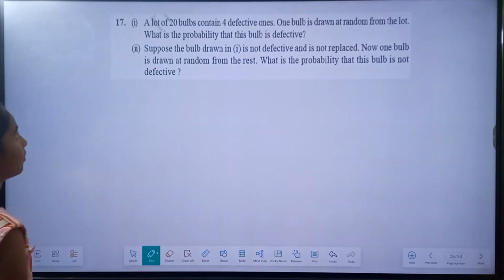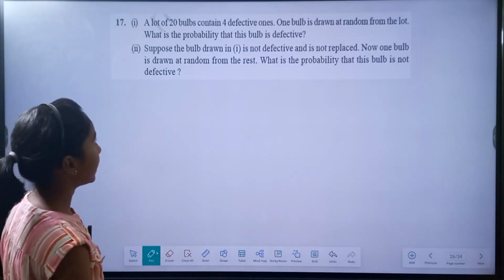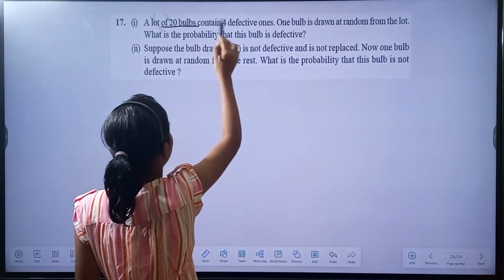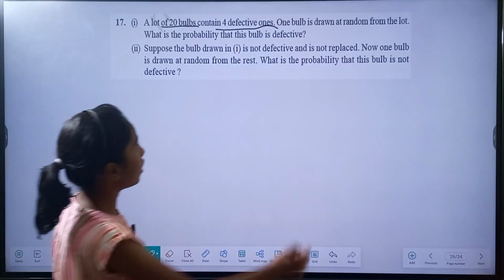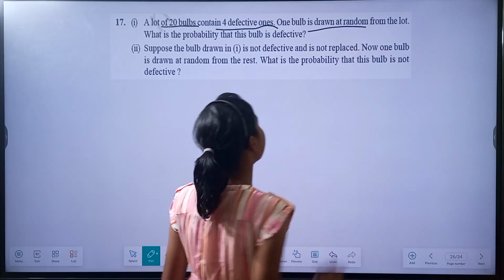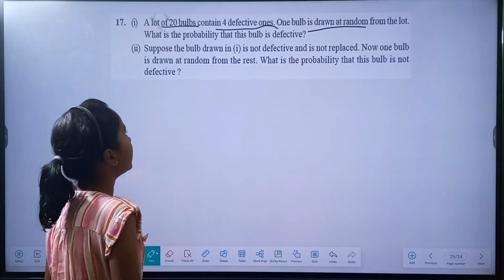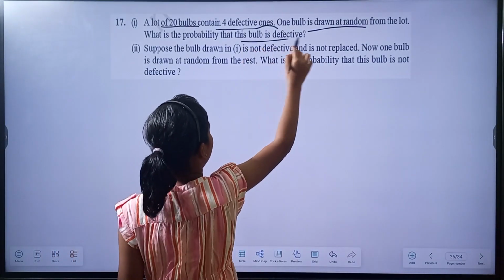A lot of 20 bulbs contains 4 defective bulbs. One bulb is drawn at random from the lot. What is the probability that this bulb is defective?